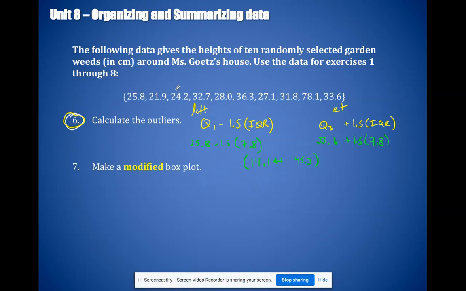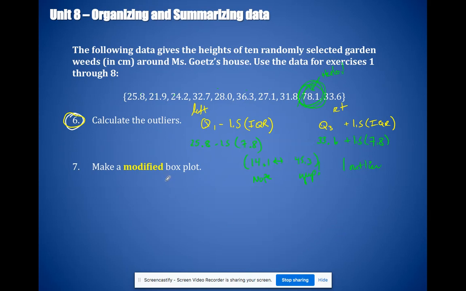So check. 14. Nope. How about 45? No. Oh, hello. Hello, outlier. So I have one outlier in this data, and there she blows.